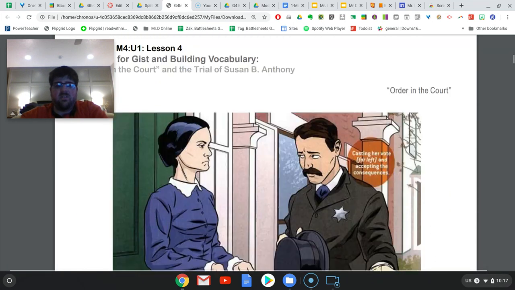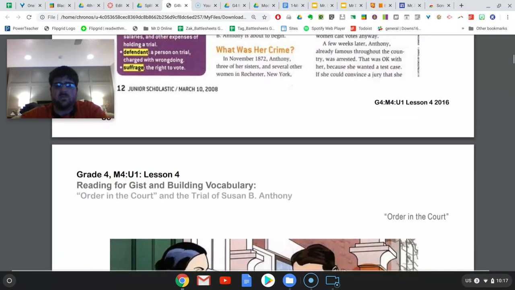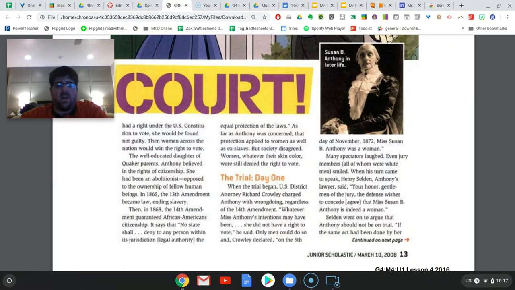If she could convince a jury that she had a right under the U.S. Constitution to vote, she would be found not guilty. Then women across the nation would win the right to vote. The well-educated daughter of Quaker parents, Anthony believed in the rights of citizenship. She had been an abolitionist, opposed to the ownership of fellow human beings.